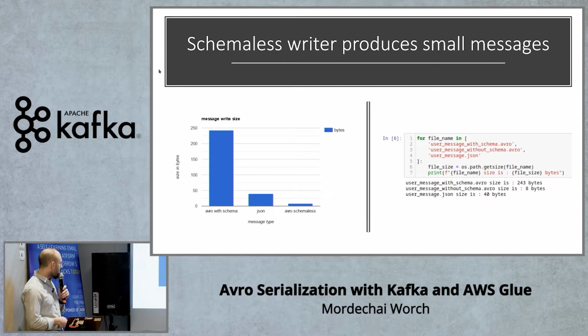So how does it look? First of all, you notice that the JSON message is 40 bytes and the data without the schema is 8 bytes. So we achieved 80% compression by just switching from JSON to Avro without any additional implementation like ZSTD or whatever. However, if you send the schema with the data for every message, the message size is huge. So we probably don't want to do that.